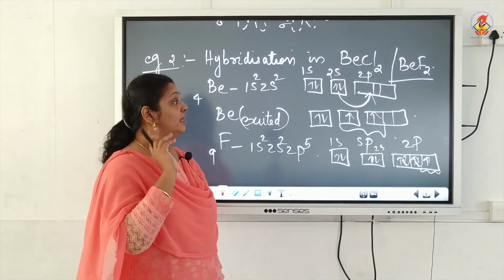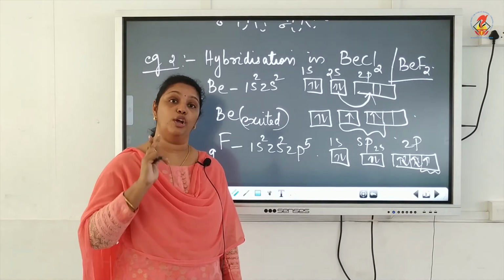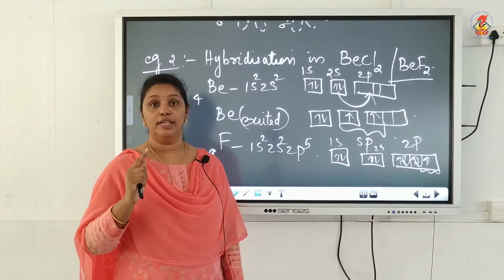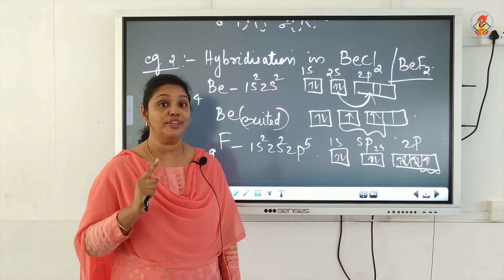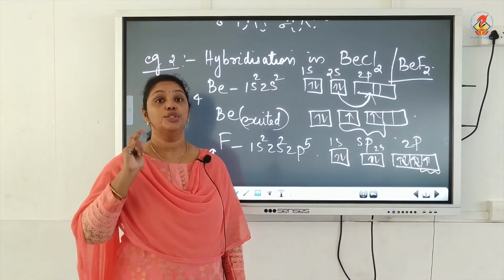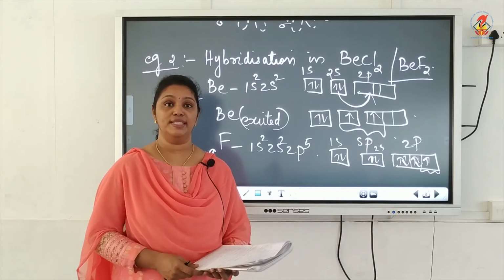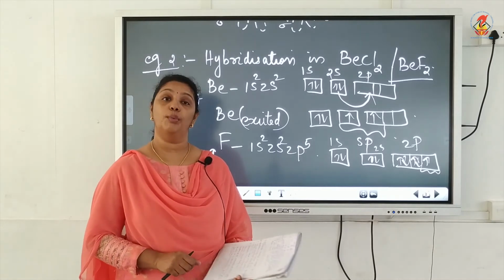We have two fluorine atoms. So there are two sp hybrid orbitals on beryllium. What will they do? They will overlap with the half-filled 2p orbital of two fluorine atoms to form two Be-F sigma bonds, and the shape is linear with bond angle 180 degrees.